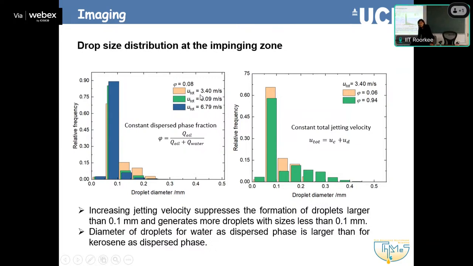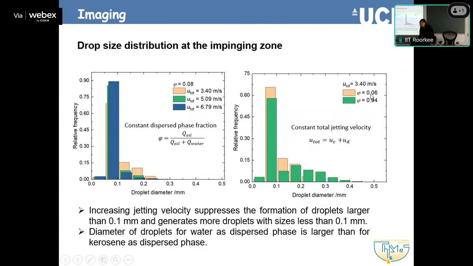And we increase the total velocity. And as you can see, as we increase the velocity from pink to blue, we get a lot more smaller droplets and we lose the larger ones. So that guides us on how to design these impinging jets. And the distributions, that's why we like this approach, are quite narrow.